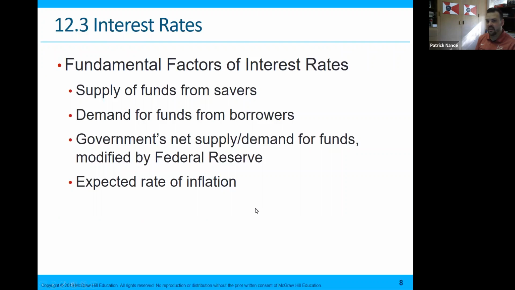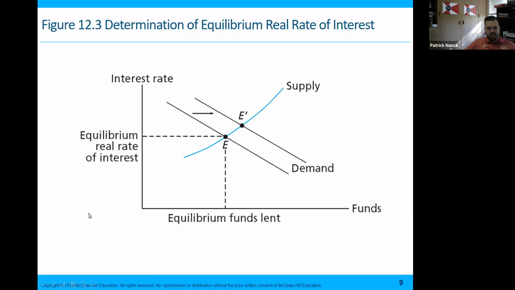All right, fundamental factors of interest rates. Supply of funds from savers. Okay, so people putting money in the banks and saving it so that those banks can lend that out to other people. The demand for funds from borrowers. So how much people want to take out loans for lending or have some additional debt. The government net supply and demand for funds modified by the Federal Reserve. We're going to talk about monetary policy and fiscal policy here in a minute. And the expected rate of inflation are all things that affect the interest rates.